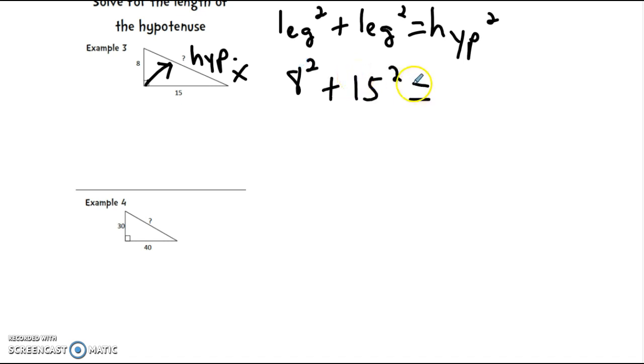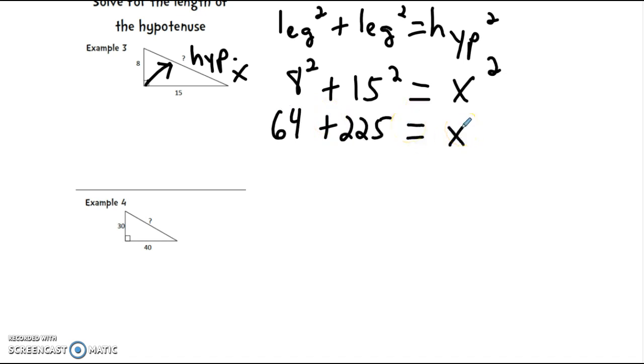Does that equal, or no, sorry, we need to say that's going to equal the hypotenuse squared. I need to find the hypotenuse. So 64 is 8 squared plus 225 is 15 squared equals x squared. And then 64 plus 225 is 289 equals x squared. That's the area off the hypotenuse.